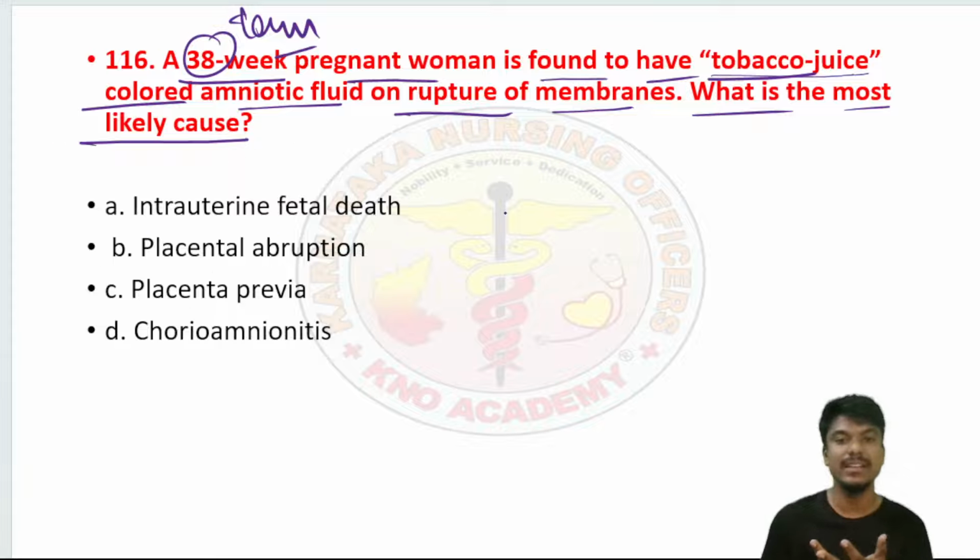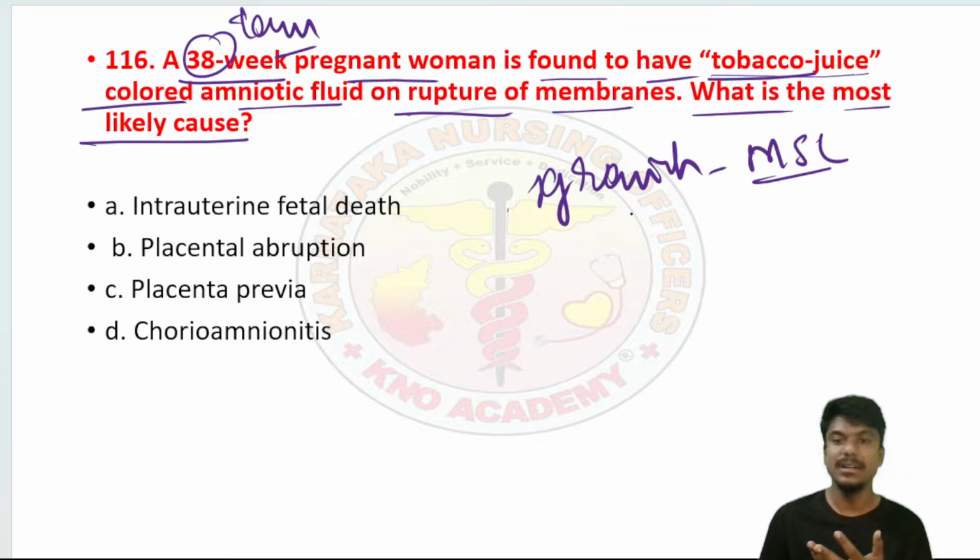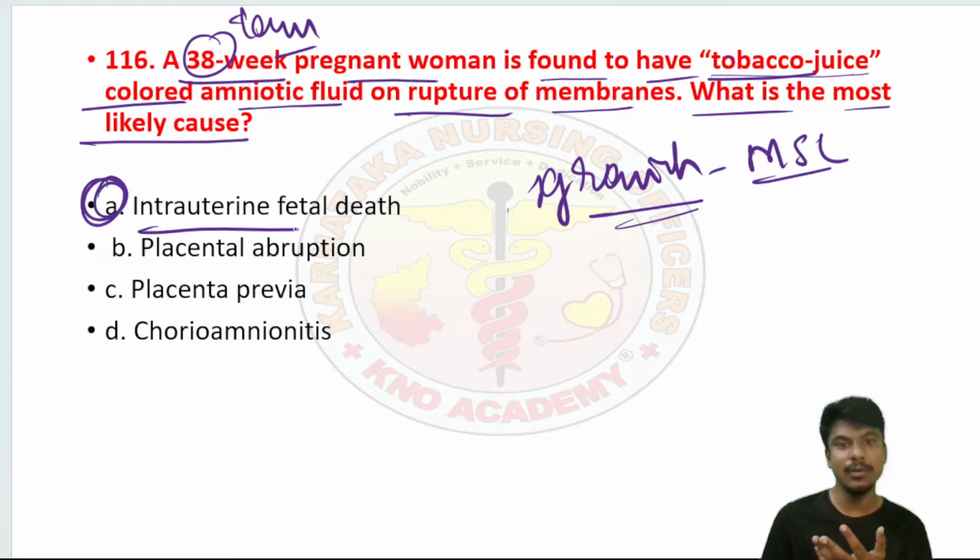If you see the causes, if it is greenish, we call that MSL, nothing but meconium stained liquor. If it is tobacco juice colored, we call that intrauterine death.